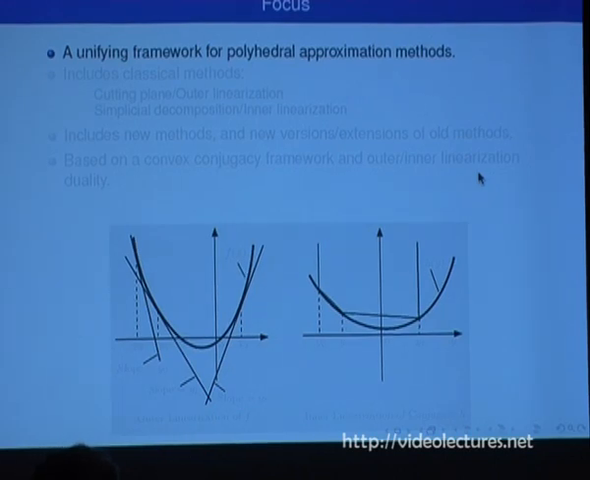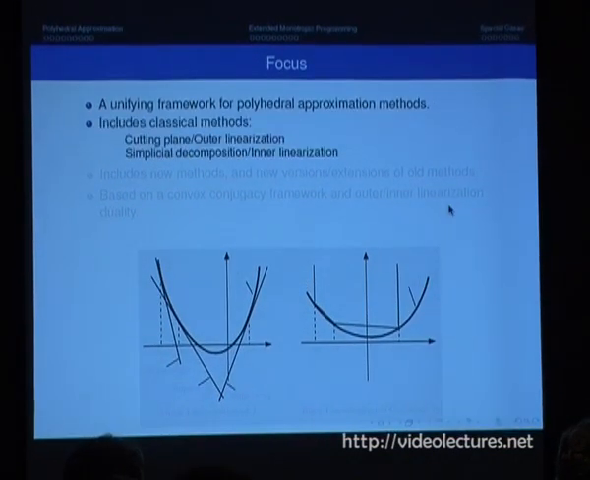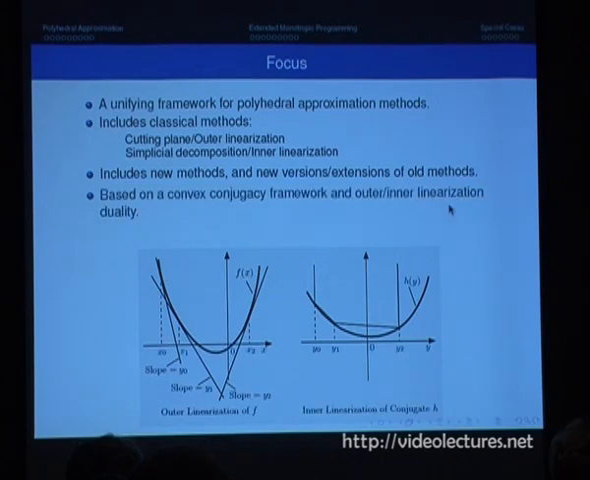I'd like to talk about a flexible and unified framework for polyhedral approximation, which includes the classical methods that I'm sure you know, the cutting plane method, which involves outer linearization from below, and simplicial decomposition, which involves inner linearization from within. So these classical methods are part of this framework, but there are new methods that are included, and new versions or extensions of the old methods. And the vehicle for this is duality and conjugacy.